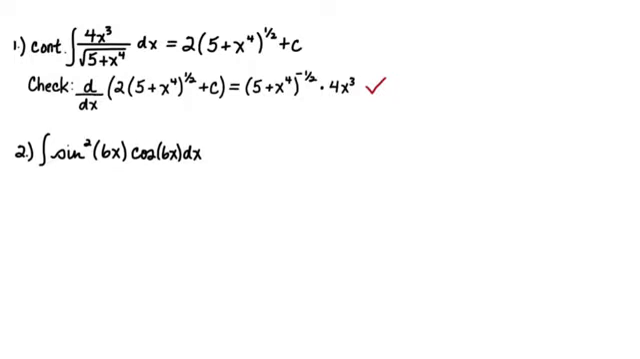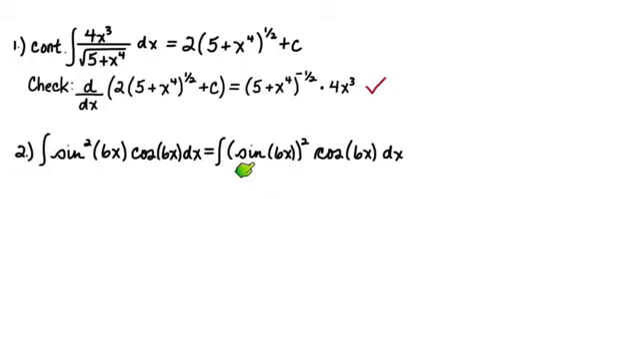Our second example is the indefinite integral of sine squared of 6x times cosine of 6x dx. Again, let's rewrite this just for clarification. Sine squared of 6x, remember, is the sine of 6x quantity squared times cosine of 6x dx. So now let's look for a composite function within our integrand, and there is a composite function candidate right here. The sine of 6x quantity squared could be our composite function.